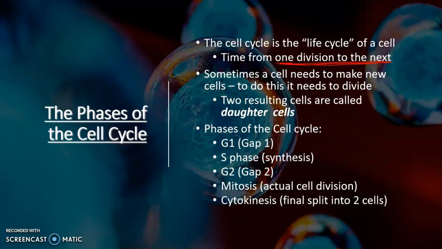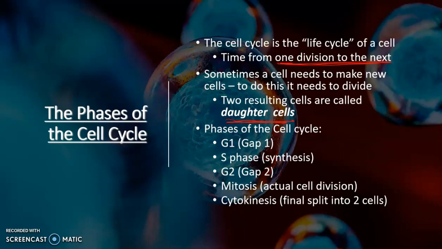When they do this, they will copy it and they will divide. And what you end up with are two daughter cells. That's what we call the two cells that come after a cell division. The one that started, generally, we call it the parent cell. But the daughter cells are the ones that come after.